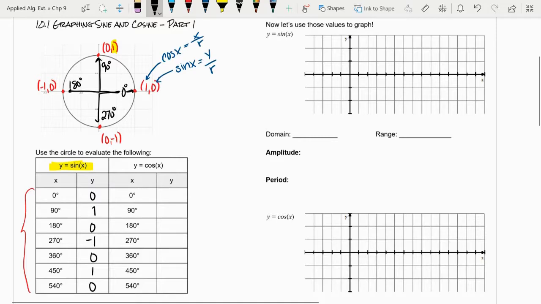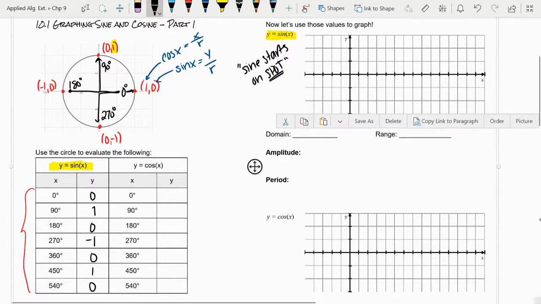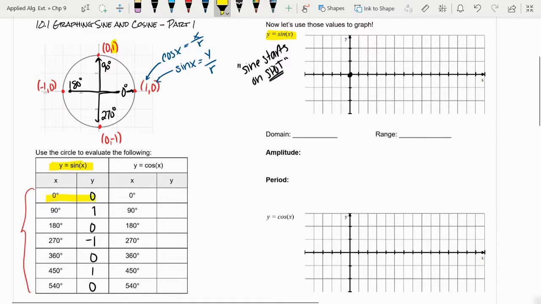So I'm going to graph these xy values on this grid over here for sine. And for sine, I'm going to write a little mnemonic device over here. I'm going to say sine starts on the spot. And think about the spot, what I'm referring to is the origin, (0, 0). This is a quick way to remember the difference between sine and cosine. So (0, 0), I got my first point graphed.